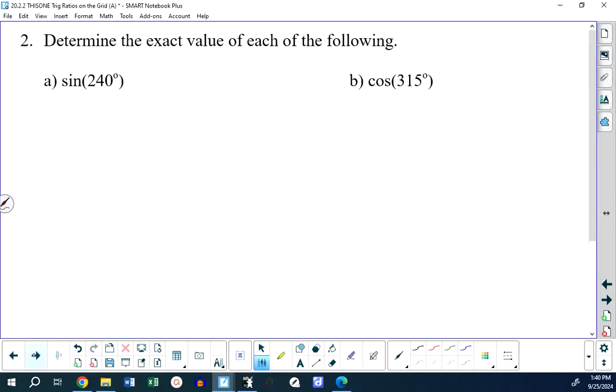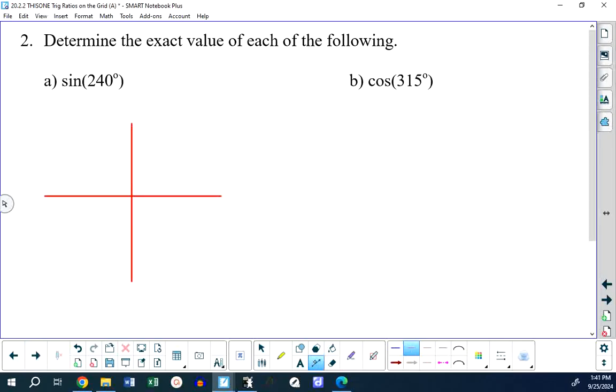Determine the exact value of each of the following. I want to know the exact value. Well, we're going to sketch this. So this is not about x, y, and r directly. And hopefully, I'll give you a second to think about where that terminal arm will lie, and more importantly, about what the reference angle will be.